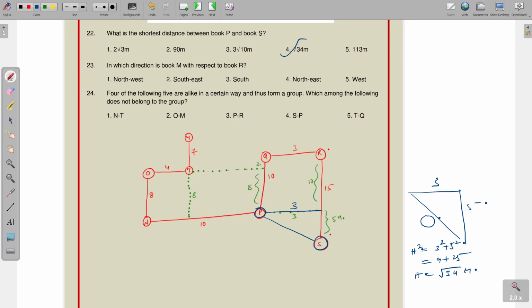Next, in which direction is M with respect to R? So M here, and where is R, R here. So M is to the northwest of R.